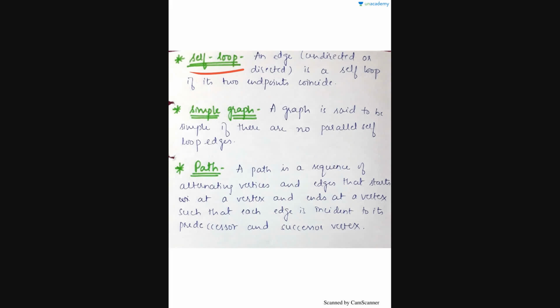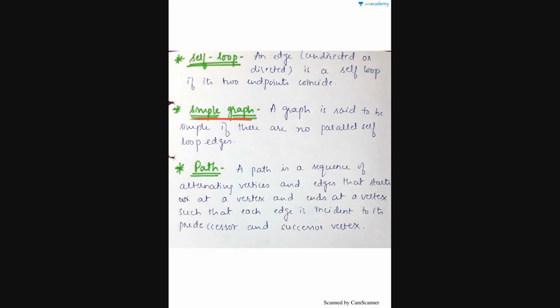Then simple graph. What is a simple graph? A graph is said to be simple if there are no parallel or self loop edges. That is, a graph should not have any bidirectional edges, that is A to B and B to A, the loop, where the arrow is from A to B, then B to A the arrow is pointing back to A, then that is nothing but a loop. So the graph which does not contain that sort of loop is said to be a simple graph.